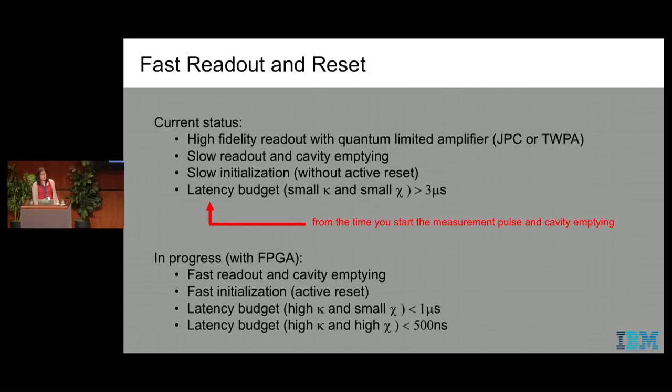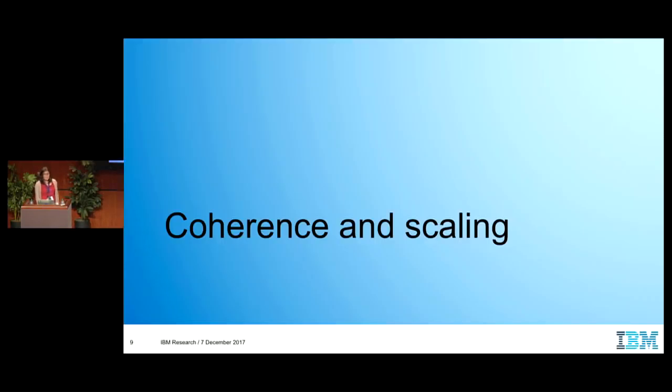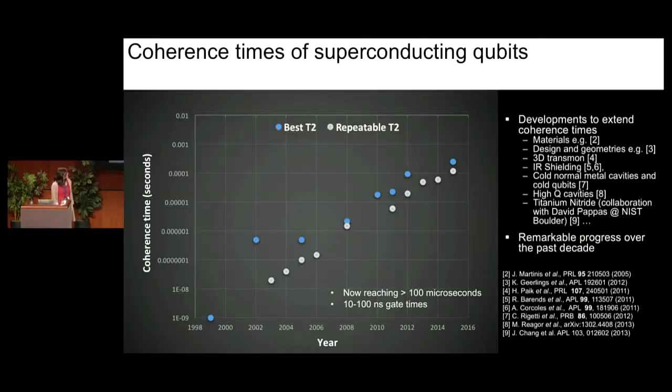So this is something that we're working on, and now on coherence and scaling. Over the years, in superconducting qubits, we have made tremendous improvement in coherence time. Now we're reaching over 100 microseconds using 10 to 100 nanosecond gate times. It's very important to note not just the coherence time, but that we need fast gates. Having 100 microsecond coherence, with microsecond or tens of microsecond gates, is not going to do much.